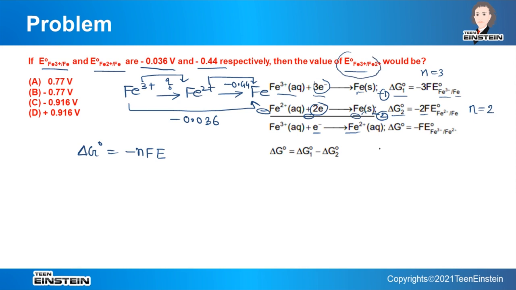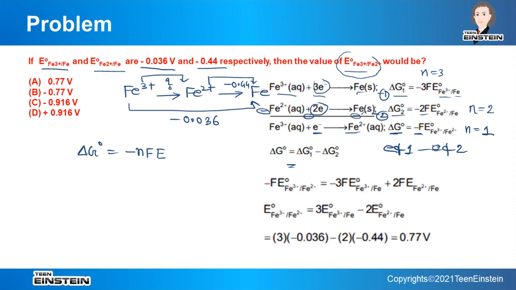As we have done equation 1 minus equation 2, del G naught means the del G naught that we have to find. You can also write it as del G naught 3. So we will put all the values in place of del G naught 1 and del G naught 2 and we can get the value of del G naught. Now here the number of electrons involved is only 1, so n value will be 1.